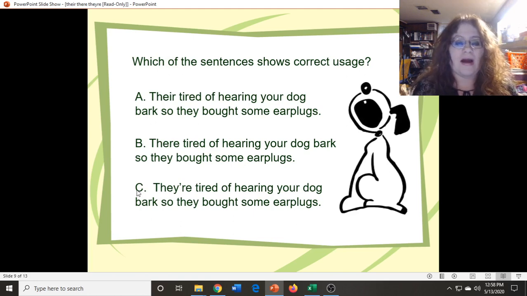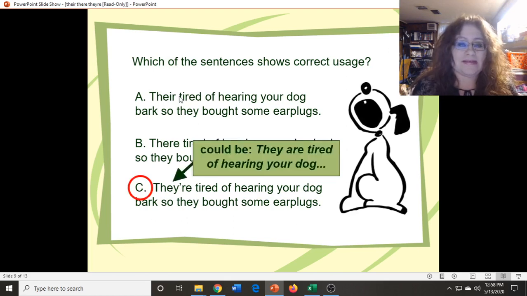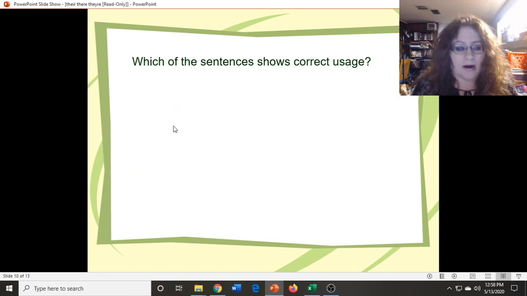All right, let's try our contraction first. They are tired of hearing your dog bark, so they bought some earplugs. Is that correct? It is. It makes sense. So that was an easy way to find the answer. This one, possession, wouldn't make sense, and this one, position, doesn't make sense either. Good. All right, next one.